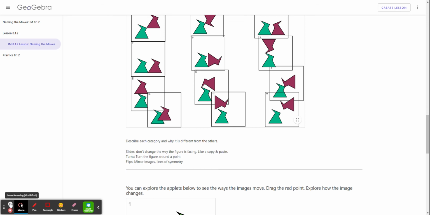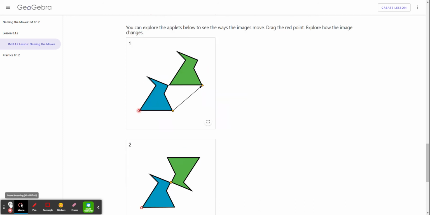All right, so I said for the slides, they are different from the others because they don't change the way the figure is facing. It's like a copy and paste. I said for the turns, they are different from the other categories because they're turning the figure around a point. It's like a spin. And then for the flips, I said that they were different from the others because it was like a mirror image. We could draw a line of symmetry in the middle of the 2 shapes.